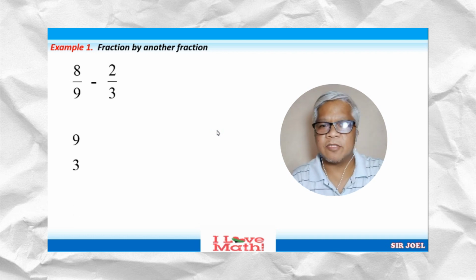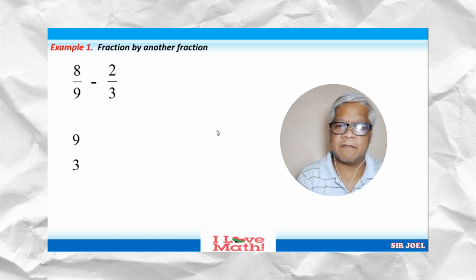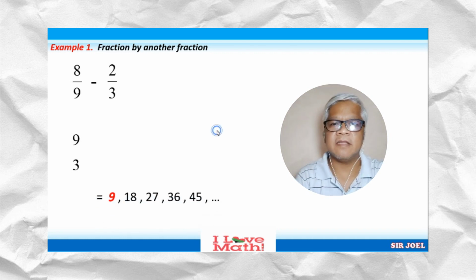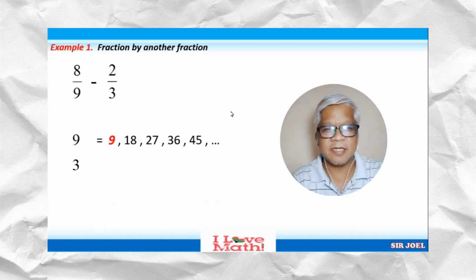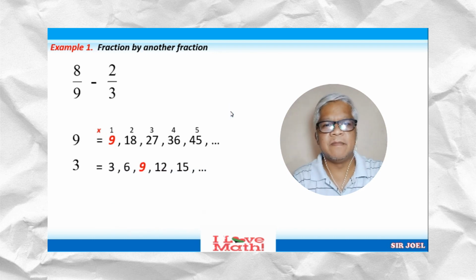What are the multiples of 9? The multiples of 9 are 9, 18, 27, 36, 45, and so on. Now, paano nakuha? By simply multiplying 9 by 1, 2, up to 5. Okay? And then multiples of 3 are 3, 6, 9, 12, 15, and so on. Again, multiply 3 by 1 to 5.